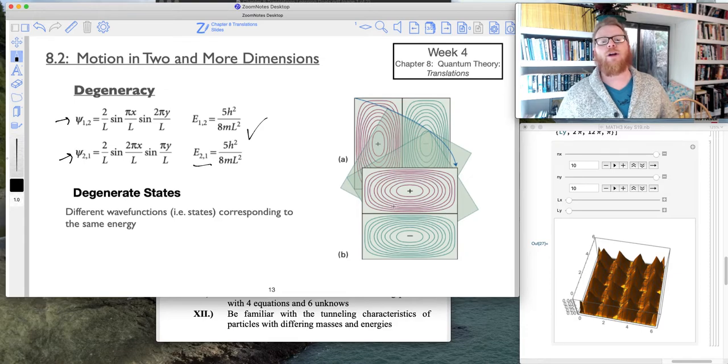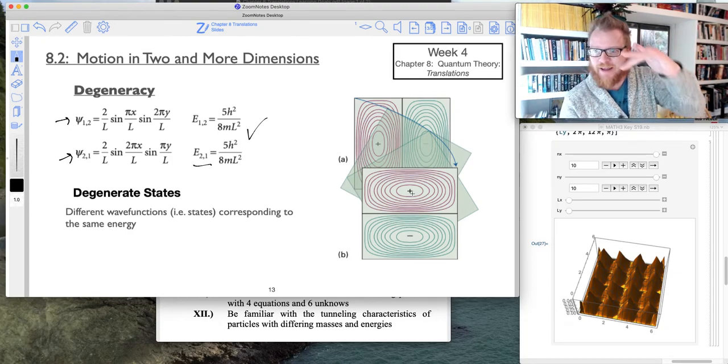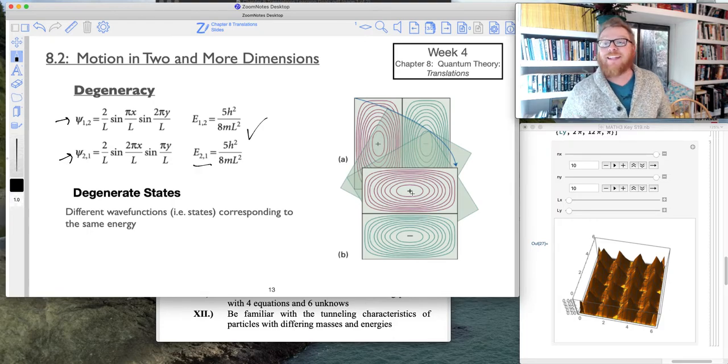What I also wanted to show you, in this figure right here, when you look at the psi 1,2 and the psi 2,1 state, the two states are related to each other by 90 degrees. So we could say they're orthogonal. They're different states, and literally we can see they're orthogonal by rotating them 90 degrees. But they still have the same energy solution, which is very cool. So that makes them degenerate states.